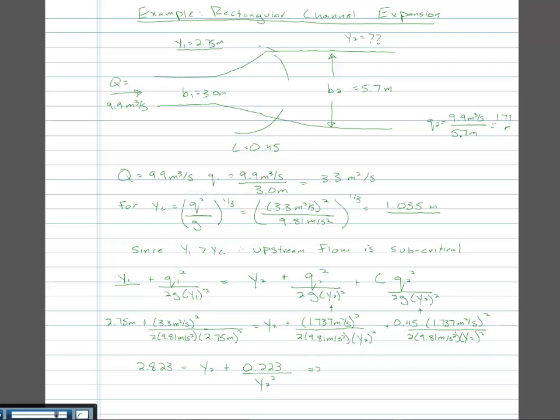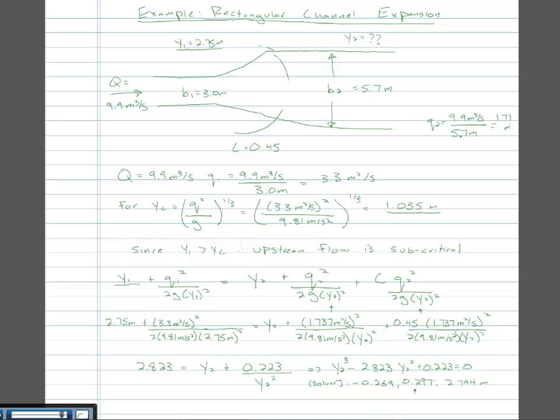And we can rewrite that as y2 cubed minus 2.823 y2 squared plus 0.223 is equal to 0. And putting that into a solver, finding that the three roots are negative 0.269, 0.297, and 2.794 meters. This depth is the supercritical root.